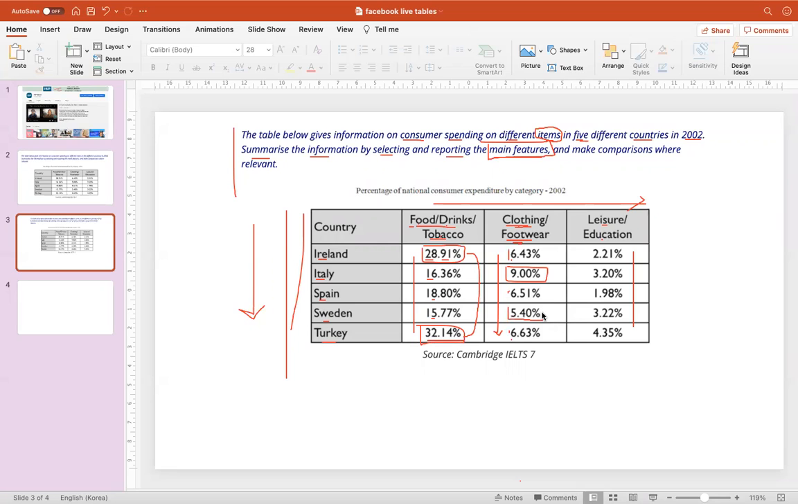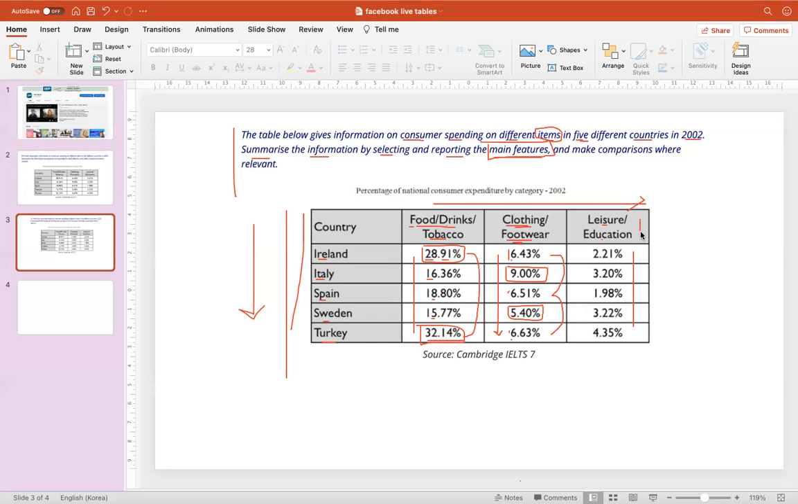We can maybe highlight Sweden because that's 5. That's clearly lower. The other one's a 6, 6, 6. This is 5. So we can definitely say that in Sweden, people spend the least on clothing and footwear. Whereas Ireland, Spain, and Turkey are basically the same. So perhaps we can join these. We can link these three together.